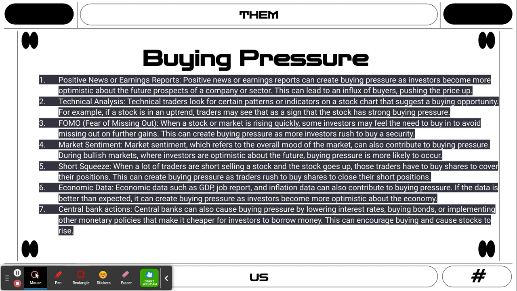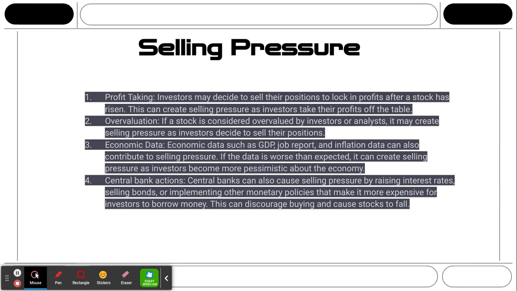Now, same thing with the positive news and earnings report, same thing with the technical analysis, same thing with the market sentiment, same thing with the central bank actions and the economic data. All of those things can have an effect for selling pressure too. Negative job and earnings reports, selling pressure. Negative GDP, negative CPI, selling pressure.